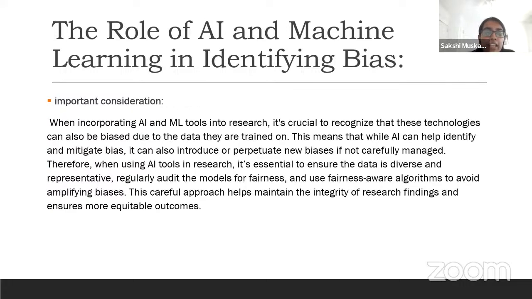Okay. So as I mentioned earlier, it's a very important consideration when incorporating AI and machine learning tools into research. It's crucial to recognize that these technologies can also be biased due to the data they are trained on. This means that while AI can help identify and mitigate the bias, it can also introduce or perpetuate new biases if not managed carefully. Therefore, when using AI tools in research, it's essential to ensure that data is diverse and representative, regularly audit the models for fairness, and use fairness-aware algorithms to avoid amplifying any biases. This careful approach helps maintain the integrity of research findings and ensures more equitable outcomes.